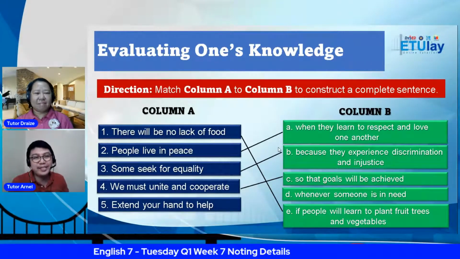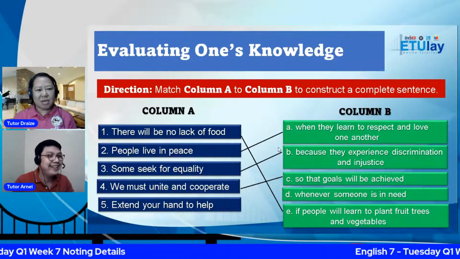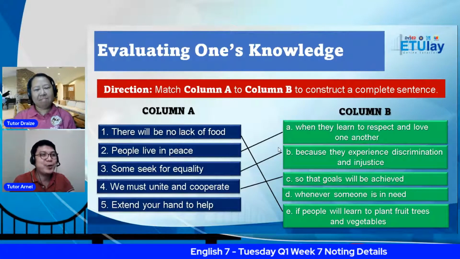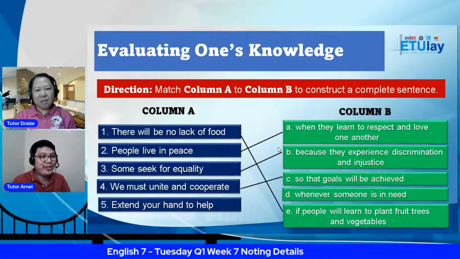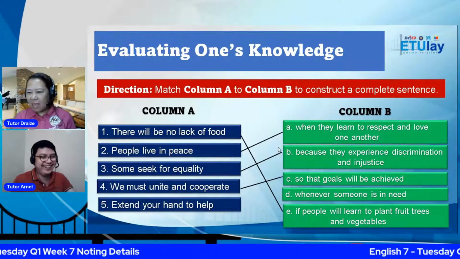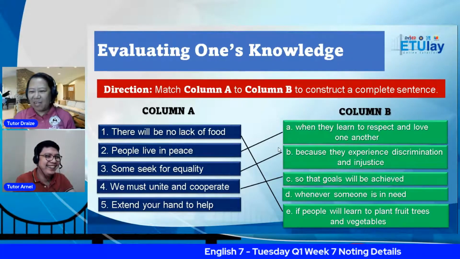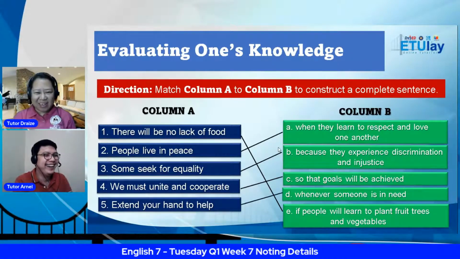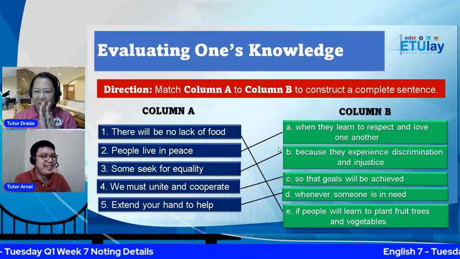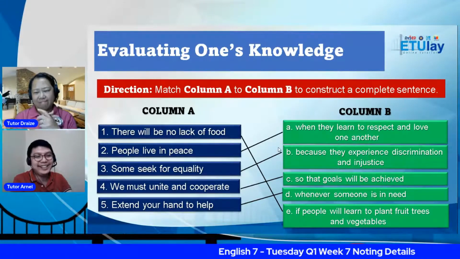So isn't it, Tutor Drazel, even in our face-to-face classes? Yes, sorry. So we need to cooperate and unite to finish our tasks quickly. And of course, number five, who do you think will get the correct answer here? Of course, they would all get the correct answer, and all of them are saying it's a D. All right. So it's right that we have to extend our hand to help whenever someone is in need.